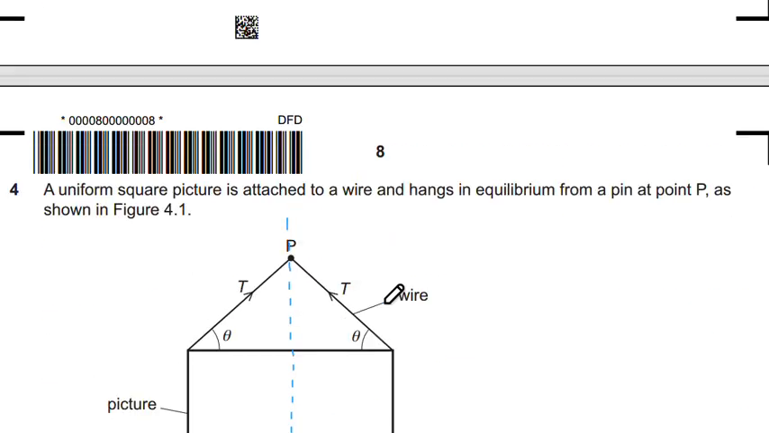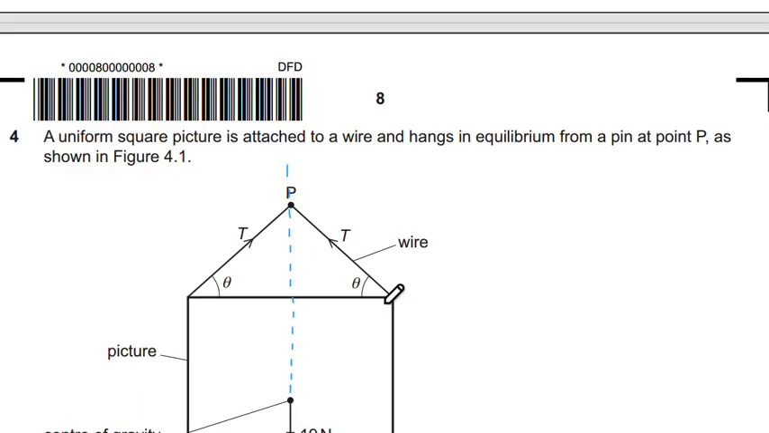To calculate theta, it is obvious that we have a vertical component of T here, which is T sine theta, and the same on the other side, and both vertical components should balance with the weight because we are in equilibrium. So if we add these two up and equate them with the weight, we can find theta.